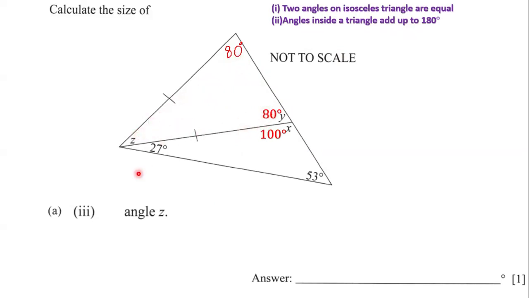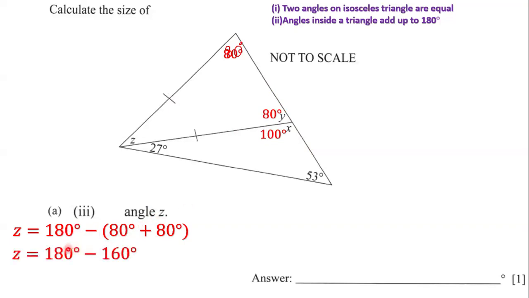And so in order to determine the size of angle Z, we're going to add 80 degrees and 80. So we add those two. And then we're going to subtract that from 180. And so when we do that, it's going to be 180 minus 160, and 180 minus 160 is going to be equal to 20 degrees. And so that means that the size of angle Z in this question is 20 degrees.